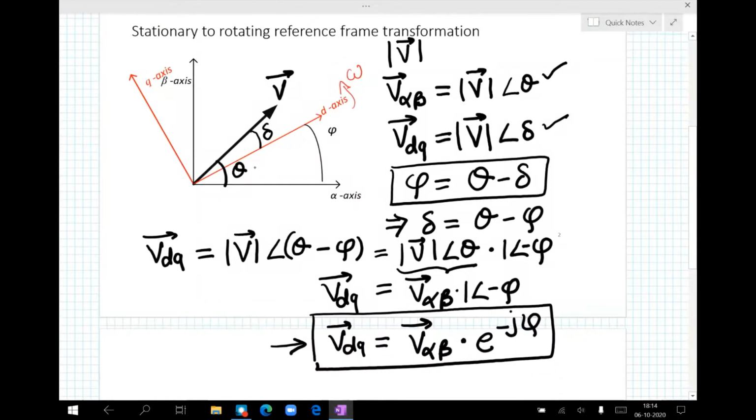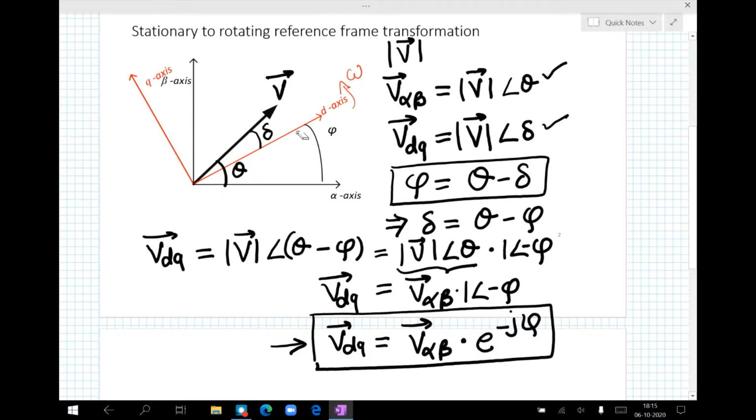If you look at this figure, the phasor in DQ reference frame and the phasor in alpha beta reference frame have the same amplitude, but the angle in alpha beta reference frame is theta and the angle in DQ reference frame is delta, and the difference of these two angles is phi. So if you transform a phasor from DQ reference frame to alpha beta reference frame, you have to add an angle phi. And if you transform the phasor from alpha beta reference frame to DQ reference frame, you have to subtract an angle of phi.